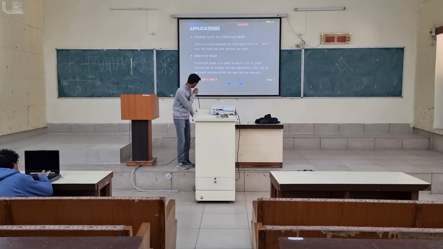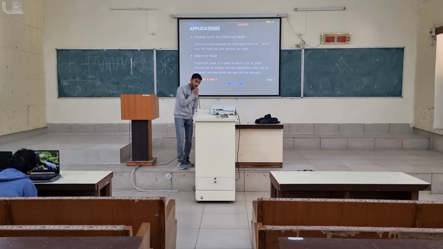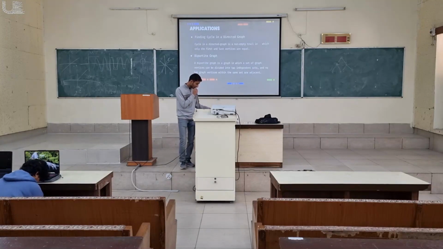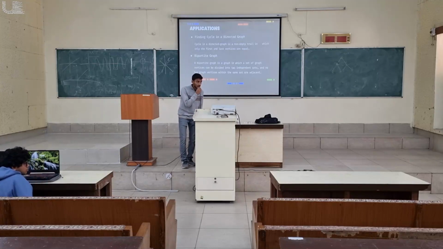Okay. So this is the application of DFS. The very basic application is finding a cycle in a directed graph. I have written finding a cycle in a directed graph, not an undirected graph, because an undirected graph has infinite cycles. You can go to the neighboring edge and come back any number of times. So what is a cycle in a directed graph? It is a path along which you can come back to the initial position.